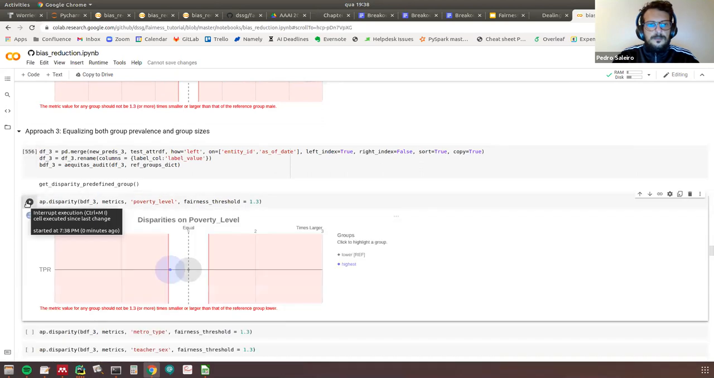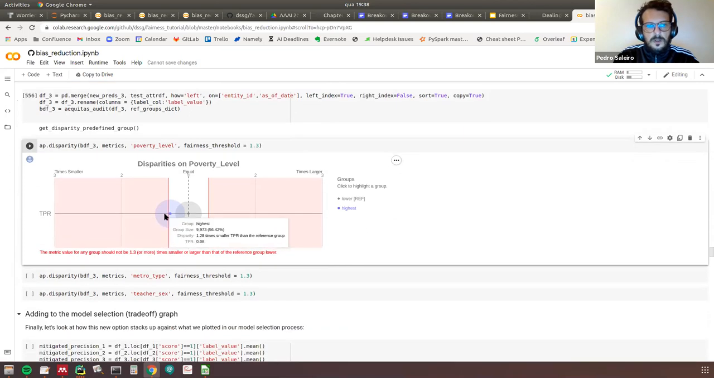Now it pushes this one a little bit more, but as Raid was mentioning, it doesn't necessarily mean it's improving the recall for both. What we have here is exactly the same recall as the second approach, 0.08, but it's pushing down the recall on the reference group. In the beginning we had 0.14. We ran the sample on prevalence, and it went to 0.08 on the highest poverty and 0.11 on the lower poverty. And now it didn't change the recall on highest poverty. It just pushed down the recall on the reference group.